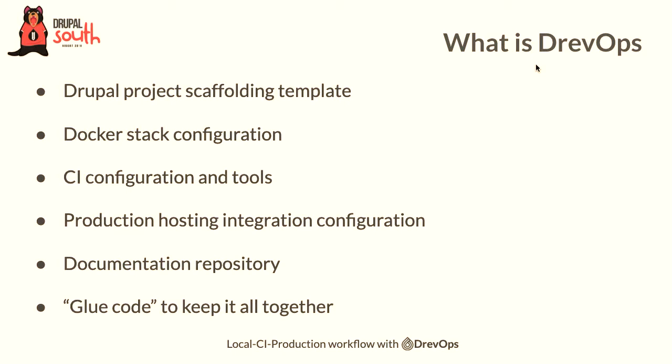Right. So what is the thing? It's actually quite a lot of things. And on the project page, there is a huge table just explaining every single detail. But in a nutshell, it's a Drupal project scaffolding template. So just files laid out in a GitHub repository that you can just download. It also has its Docker stack configuration attached. I'm going to talk about it later. It has CI configuration and tools. It also has production and hosting integration configuration.